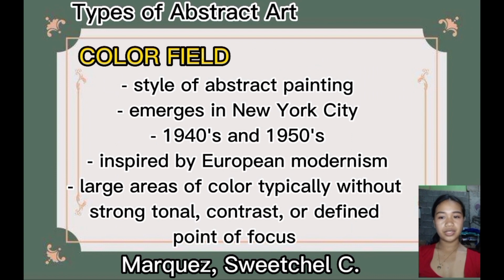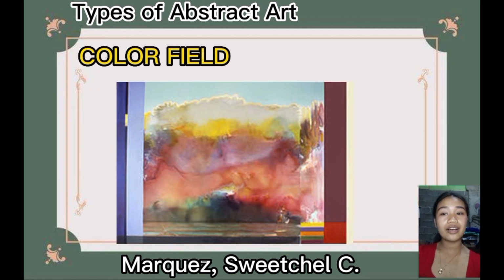Color field. It is a style of abstract painting that emerged in New York City during the 1940s and 1950s. It was inspired by European modernism and closely related to abstract expressionism. It is characterized by large areas of color, typically without strong tonal contrast or a defined point of focus. Here, you can see an example of color field painting.